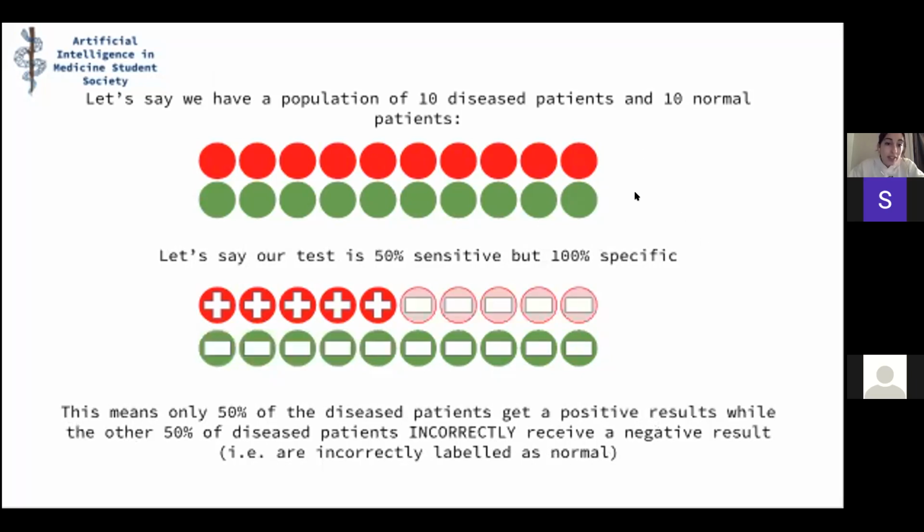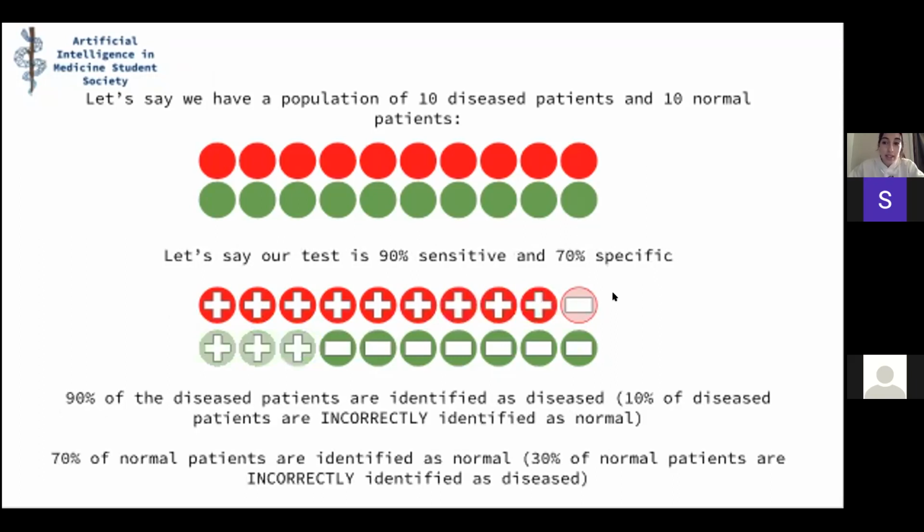So same population, different tests. Let's say this time we have 50% sensitivity and 100% specificity. All normal patients here are correctly labeled as normal because our test is 100% specific. But only 50% of diseased patients are correctly labeled as diseased. The other 50% are incorrectly labeled as normal. They get an incorrect negative result. So this means 50% of the diseased patients are incorrectly labeled as normal, and the false negative rate is 50%.